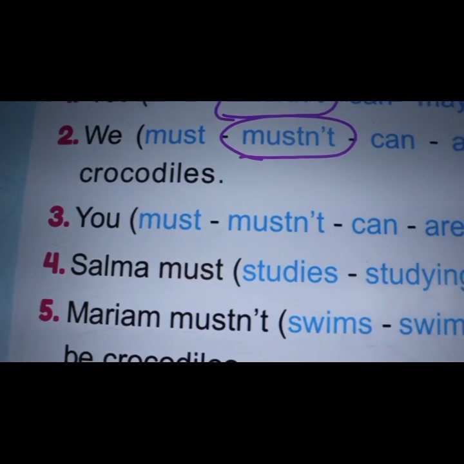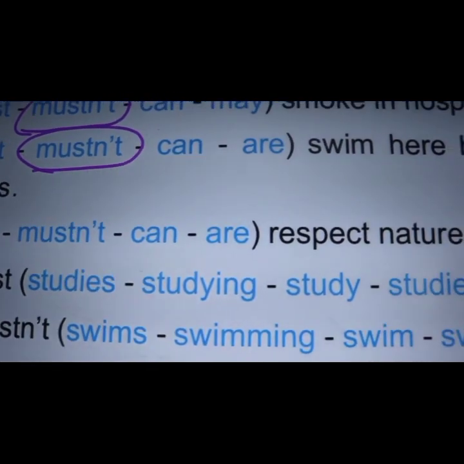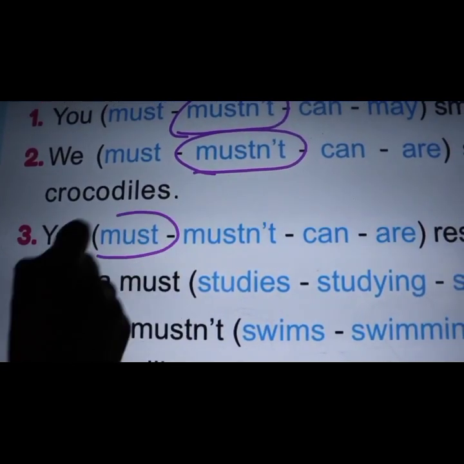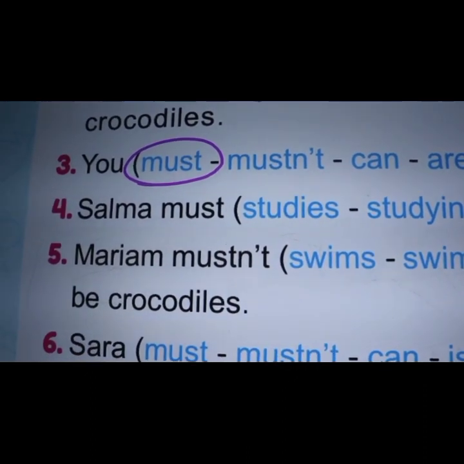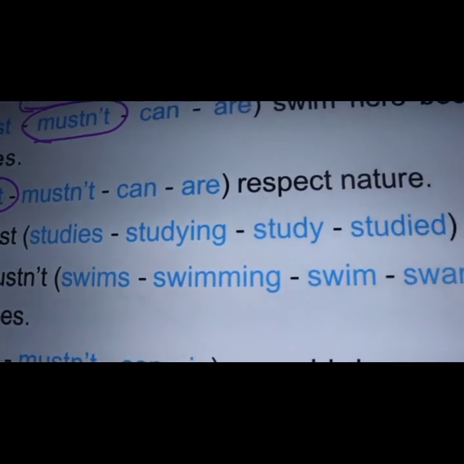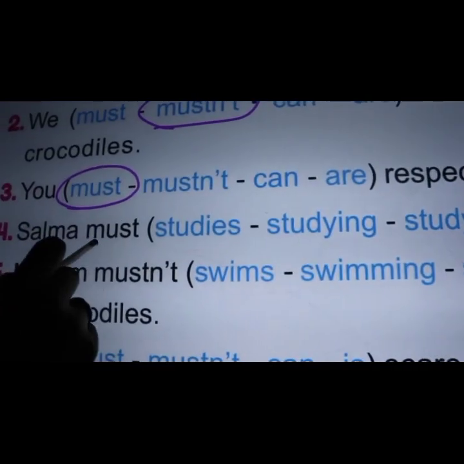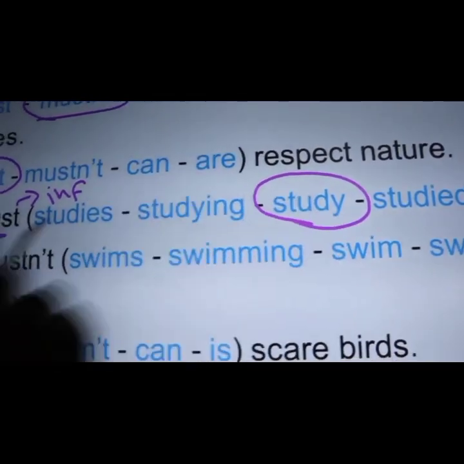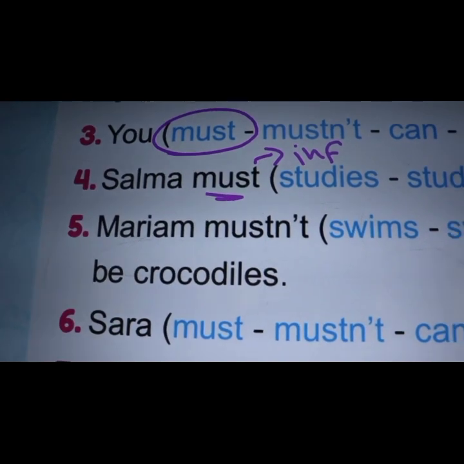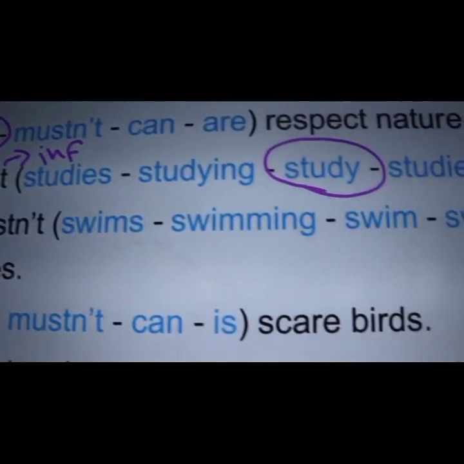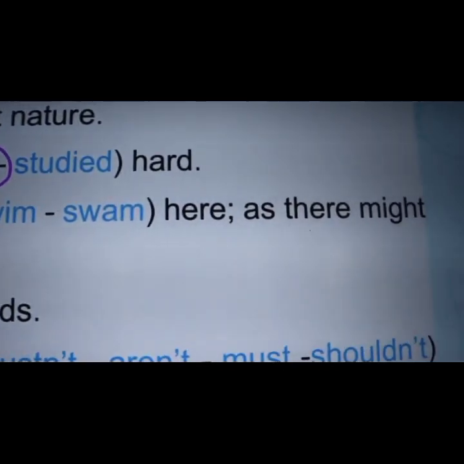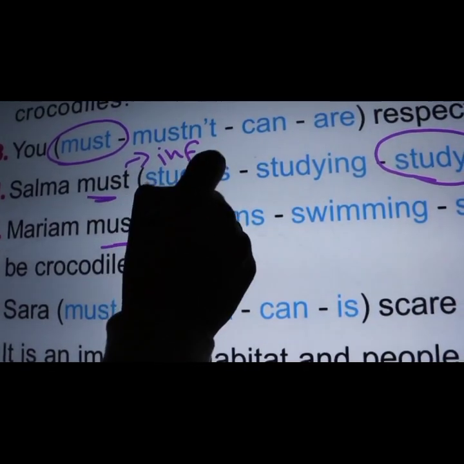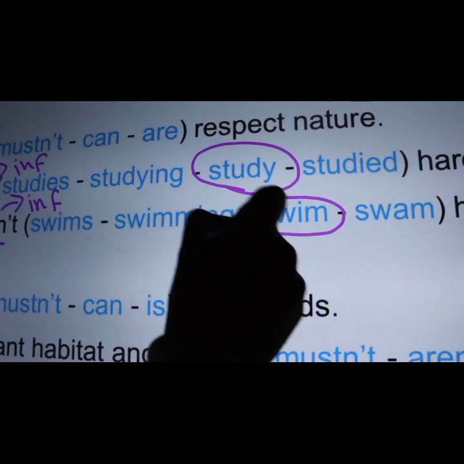Number 3, you must or mustn't or can or are respect nature. That's something we all must do, so we must respect nature. Number 4, Salma must study or studied hard. We have must, that means we need the infinitive, so we will choose study. Salma must study hard. Number 5, Maryam mustn't swim here, as there might be crocodiles. This is the same idea. Mustn't must be followed by the infinitive. So we will choose the infinitive swim.